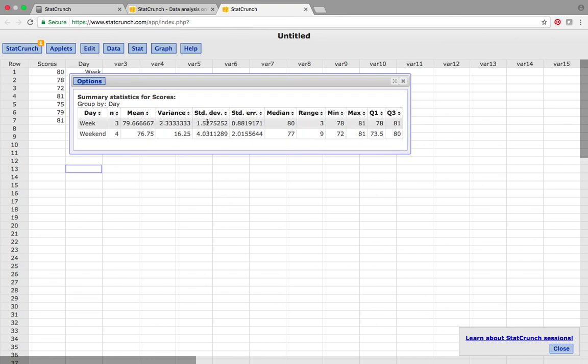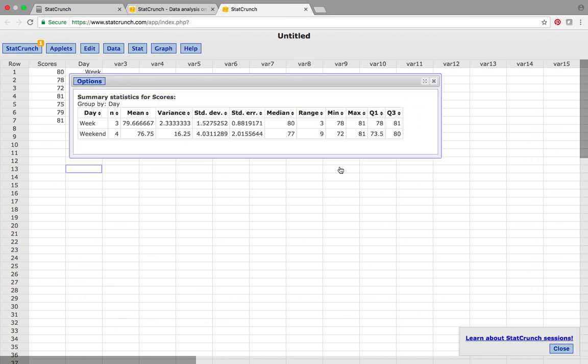But when I come to the standard deviation and the variance, you can see that the variation in my scores is a lot more on the weekend than during the week because the standard deviation is higher. The range is even higher. There's a 9-stroke difference from the high to the low on the weekend, whereas I'm more consistent during the week because the range is equal to 3. So, kind of cool stuff. And StatCrunch makes it very easy to calculate these summary statistics for the scores.